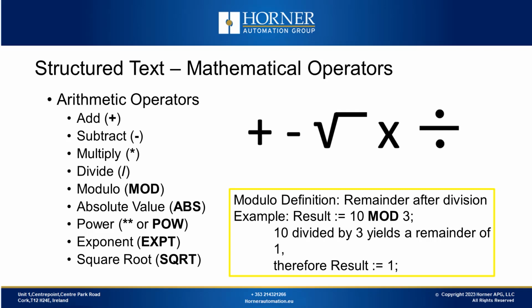Modulo, for example, is handy when you need to find the remainder after dividing one value by another. Absolute value, on the other hand, helps us to determine the magnitude of a result regardless of its sign. And don't forget about exponents and square roots, as they are readily available as our basic arithmetic operators.